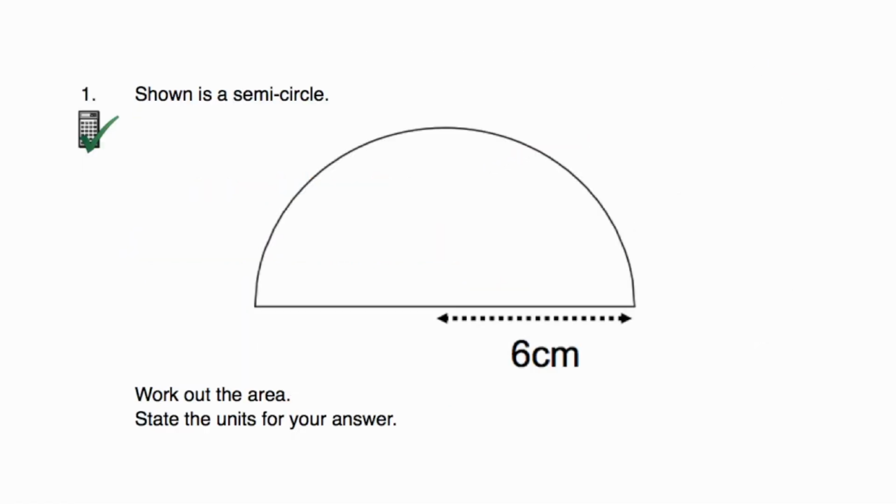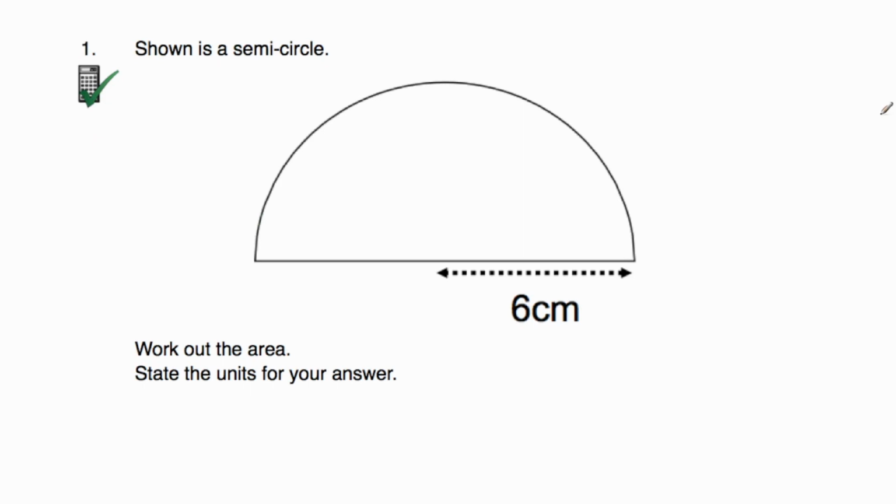So question number 1, here we've got a semicircle, and the semicircle's got a radius of 6 centimeters, so the distance from the middle of the base to the edge is 6 centimeters, and we've been asked to work out the area of the semicircle, and to state the units for our answer. To find the area of a semicircle, let's pretend it's a full circle, so let's turn it into a full circle, like so. We're going to find the area of the full circle using pi r squared, and then divide by 2, and that will be the area of the semicircle.